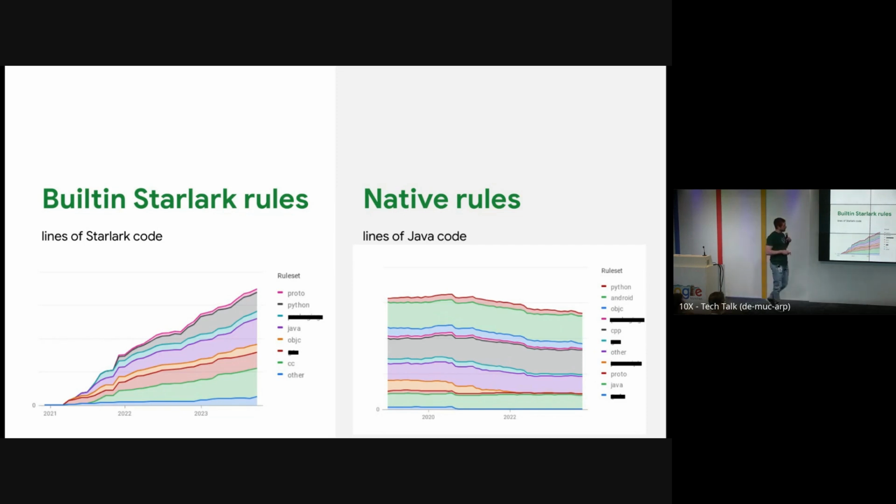What you, for example, can see on the right side, there's still a lot of code in there. So the biggest chunks there are C++ rules, Java, and Android rules. Why can't we remove Java? Well, because we need to rewrite more of the Android rules first.